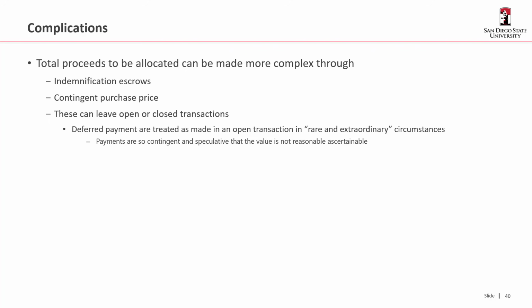All right. So total proceeds to be allocated can be made more complex through indemnification escrows, which is, well, what if I'm trying to indemnify the buyer against some sort of future liability? If there's a contingent purchase price, because as we know, this can leave open or closed transactions. So deferred payments made in an open transaction in rare and extraordinary circumstances. The payments are so contingent and so speculative that the value is not reasonably ascertainable. So what that means is 1060 really doesn't want you to leave an open transaction.